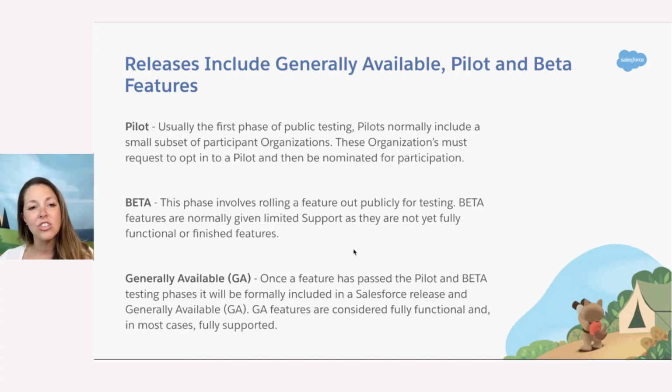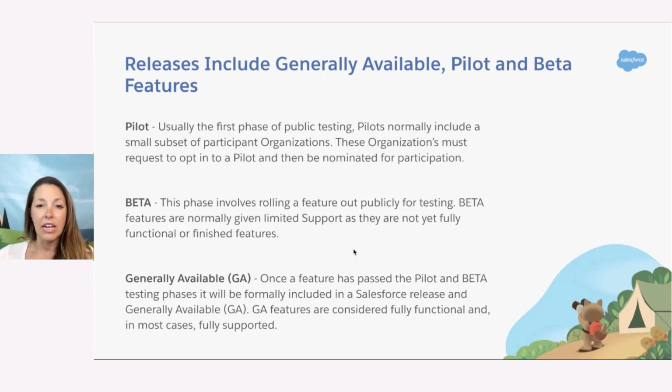Every release generally includes generally available features, pilot features, and beta features. What does that mean? Pilots are usually the first phase of public testing. Pilots normally include a small subset of participant organizations. These may be companies that have opted into a pilot based on their particular business needs or because they meet that pilot profile.